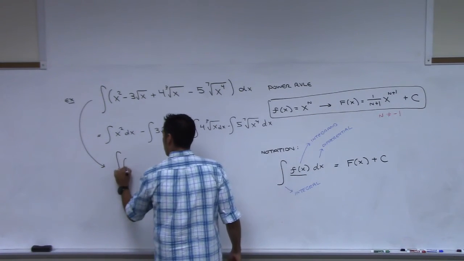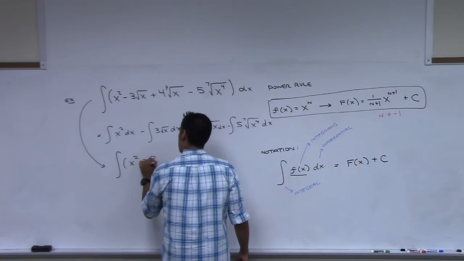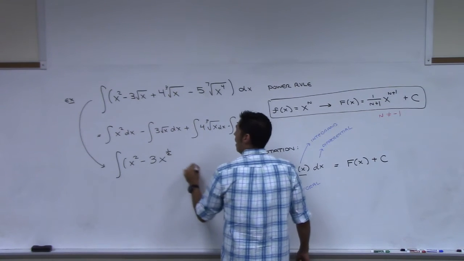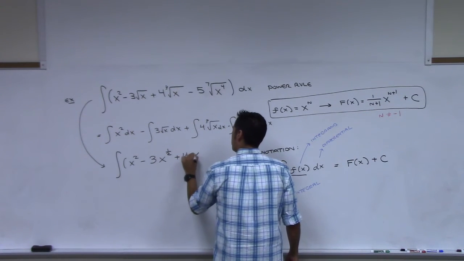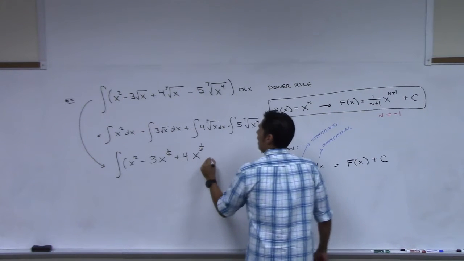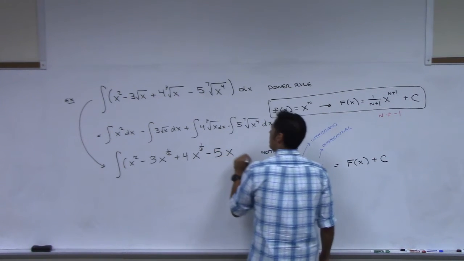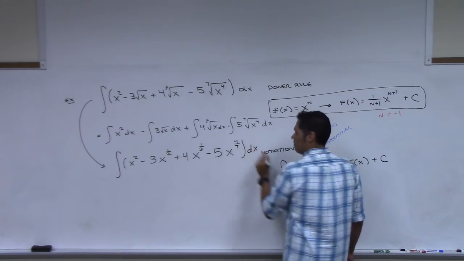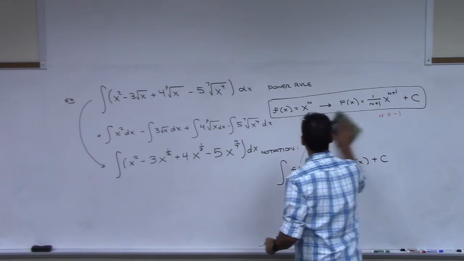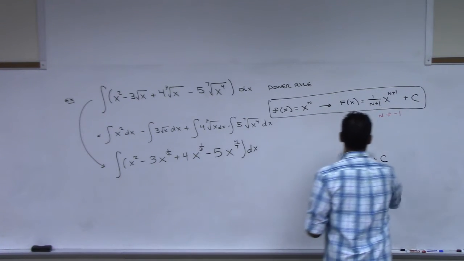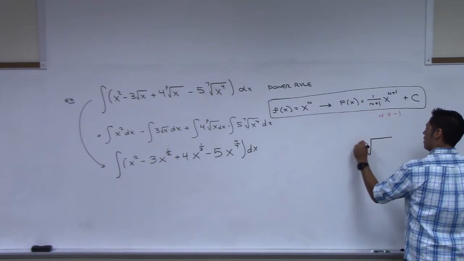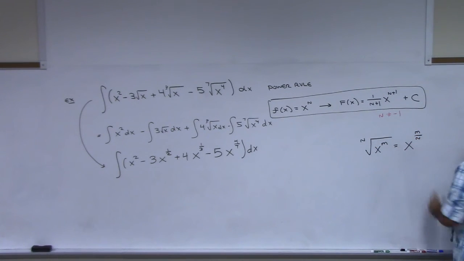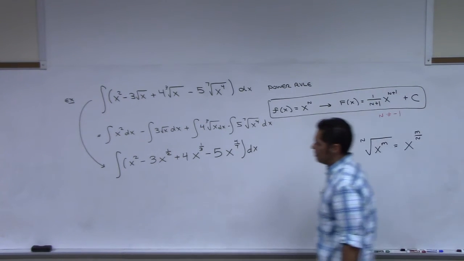So this is going to be x squared minus 3, and then what? x to the 1/2, and then plus 4x to the 1/3, and then minus 5x to the 4/7 dx. And if you need a quick reminder about radicals, the nth root of x to the m is x to the m over n. All right? That's what I'm using there.